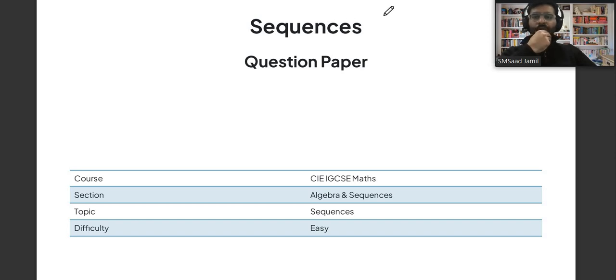Bismillahirrahmanirrahim. Before we start the class, we ask Allah subhanahu wa ta'ala to help us. We will be doing the topic sequences, which is IGCSE Math.